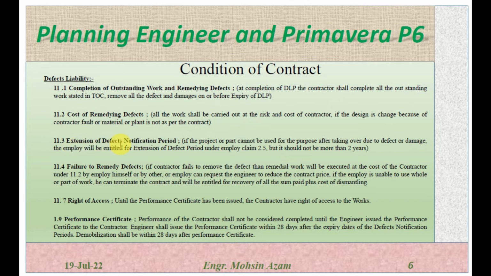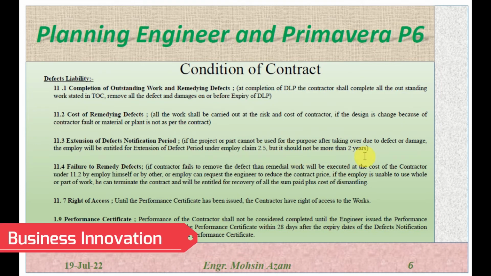11.3, extension of defect notice period. If the project or part of the project cannot be used for the purpose after taking over due to defect or damage, the employer will be entitled to the extension of the defect period under the Employer Claim, subclause 2.5, but it should not be more than 2 years. So if part of the project or the full project cannot be used by the employer after taking over, the employer will be entitled to the extension of the defect liability period under subclause 2.5, but the defect liability should not be more than 2 years.